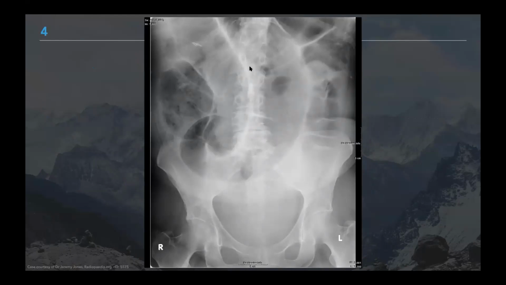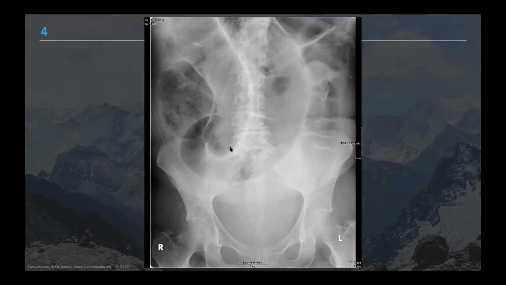I think a lot of these signs require a little bit of looking with the eye of faith. The reason you know this is sigmoid volvulus, apart from the massive dilated loop and the coffee bean sign, is that you have additional dilated loops of large bowel as well.